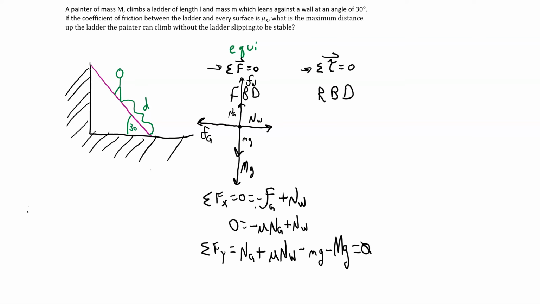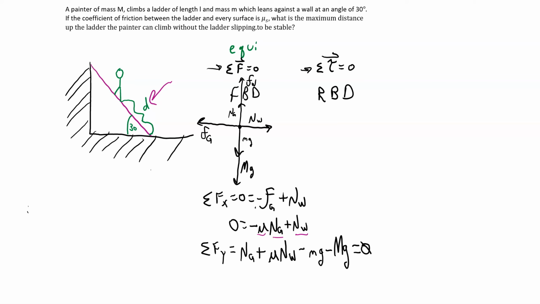Okay, so let's just take a quick stock of what we know and what we don't know. Mu is known, but N_W and N_G, neither one of those is known. And the other thing that we don't have any handle on yet is d, which is what the problem is asking us. So we're going to have to come up with another equation.